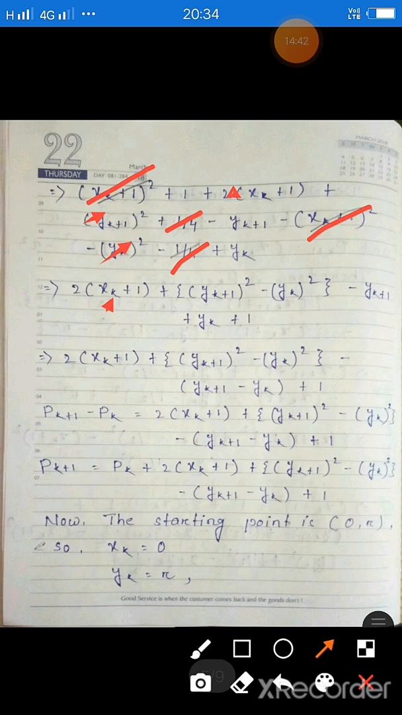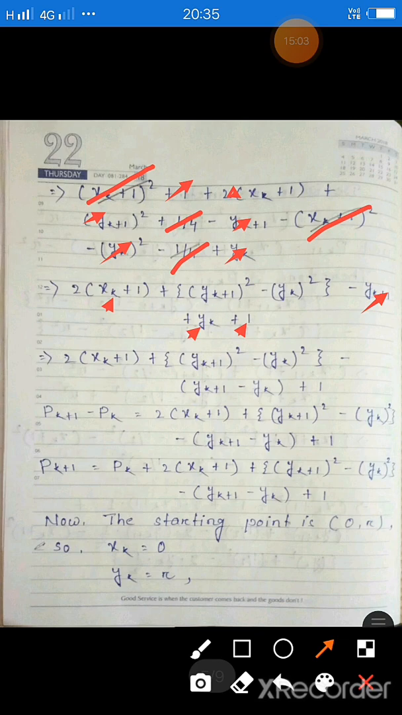Then minus yk plus 1. This one we write here, plus yk, this one we write here, plus 1 we write here. Okay. In this way, after that we will get this much. Okay. Then what we will do?